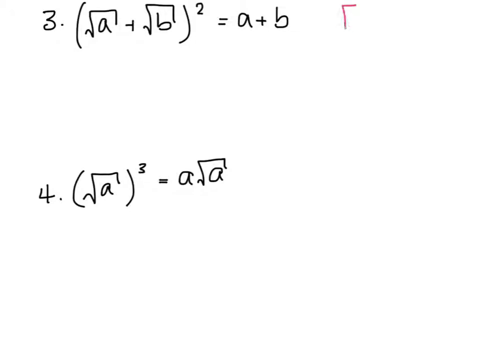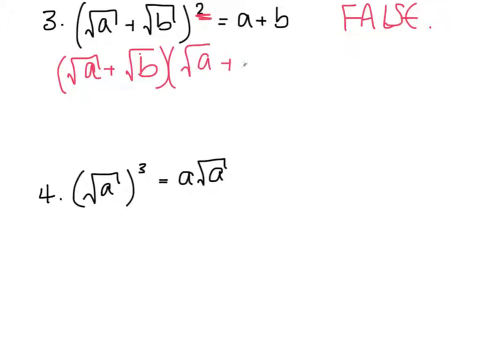Okay, number 3 is false. And if you've committed this crime, you need to go and sit in a corner and think about what you've done. This square means write the bracket out twice. So let's do that. Root A plus root B, root A plus root B. Right, now we multiply those two brackets out.